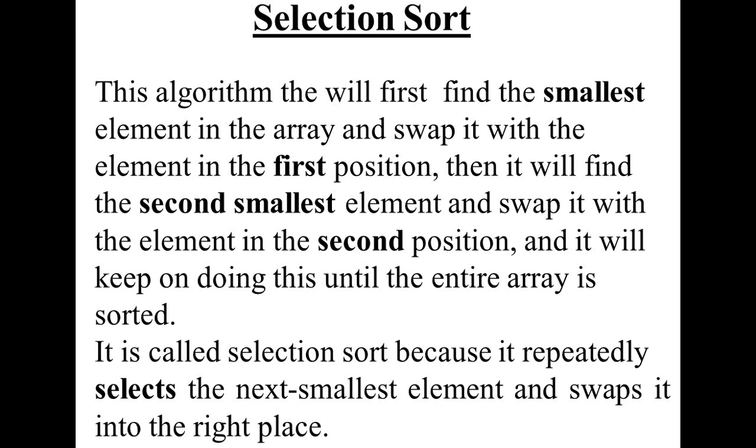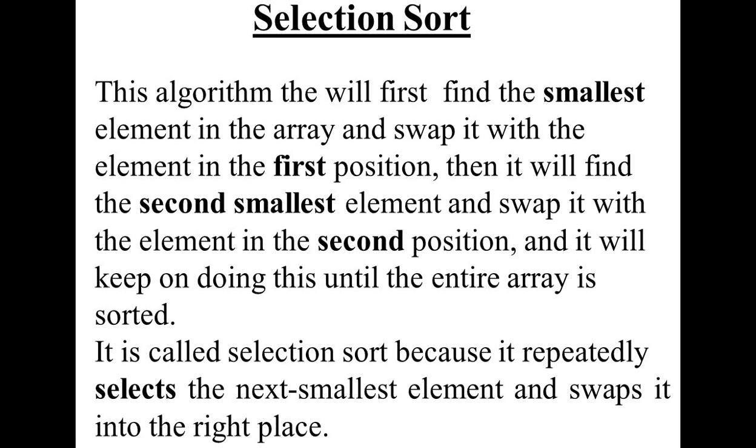First of all, we'll see how this algorithm works. This algorithm will first find the smallest element in the array and swap it with the element in the first position. Then it will find the second smallest element and swap it with the element in the second position. And it will keep on doing this until the entire array is sorted.